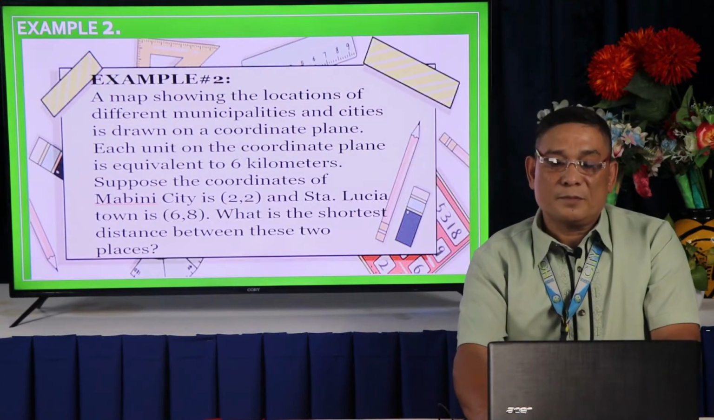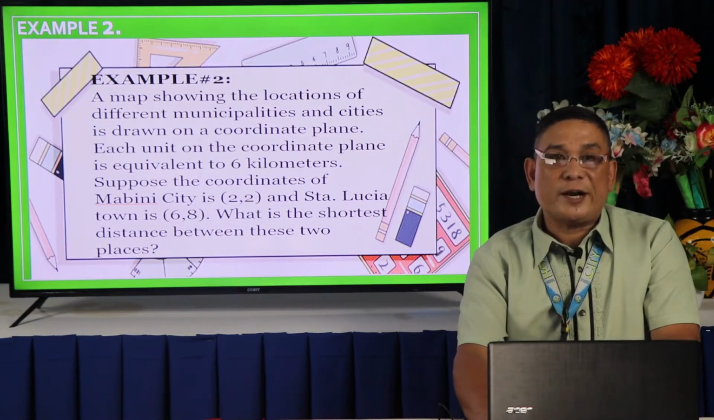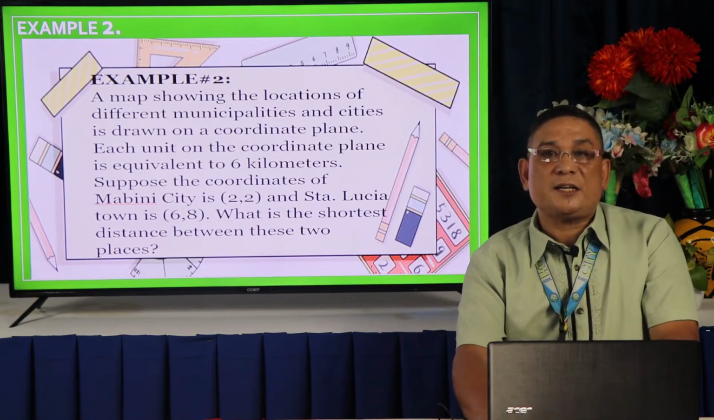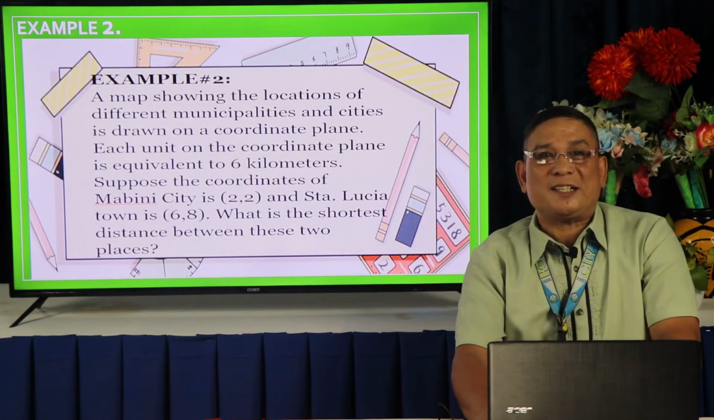Example number 2. A map showing the location of different municipalities and cities is drawn on a coordinate plane. Each unit on the coordinate plane is equivalent to 6 kilometers. Suppose the coordinate of Mabini City is (2, 2) and Santa Lucia town is (6, 8). What is the shortest distance between these two places?